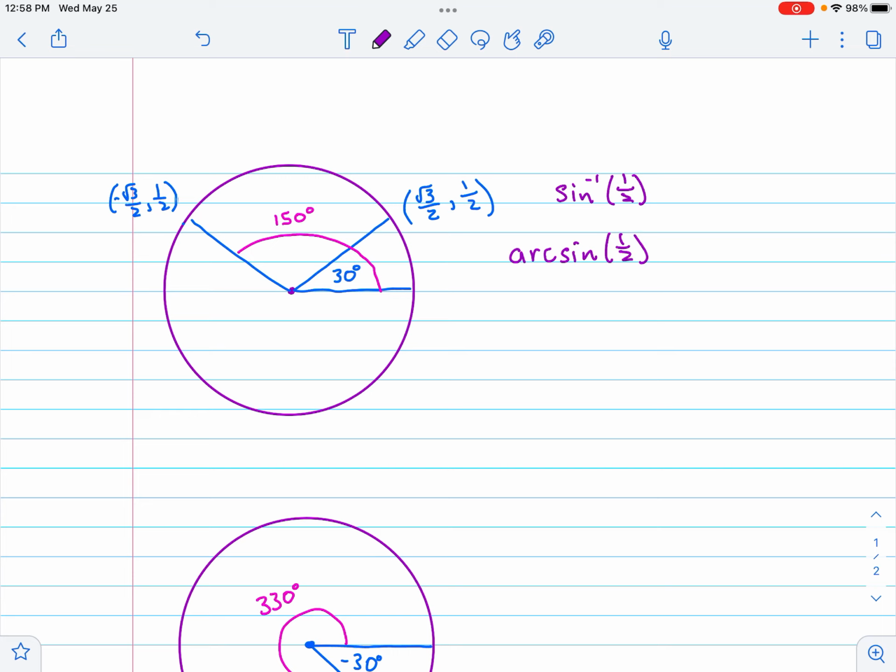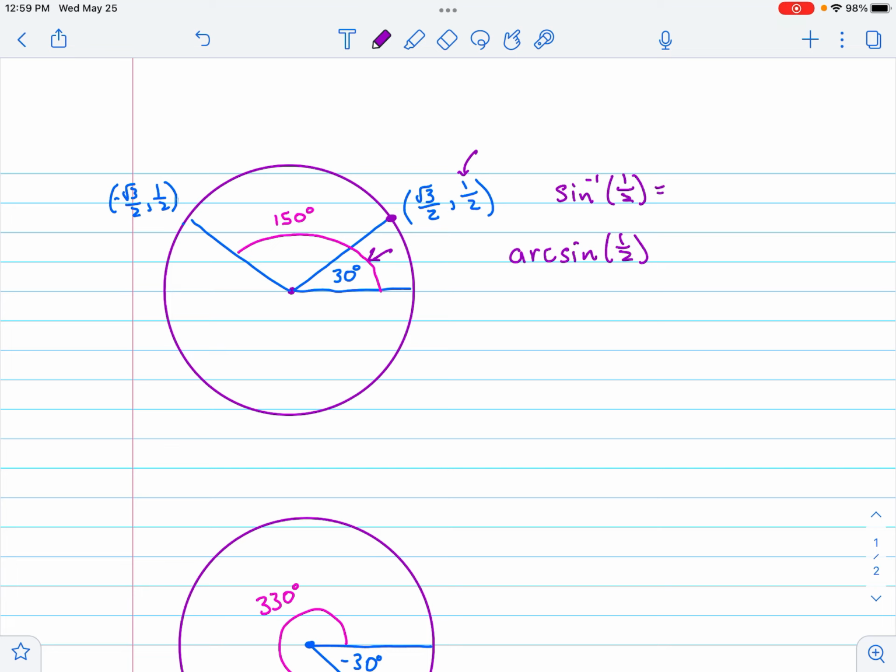In other words, from out here on the arc, where the y value is 1/2, what angle corresponds? In other words, what is that angle right there? That's what this is asking for. So these are just two different notations.